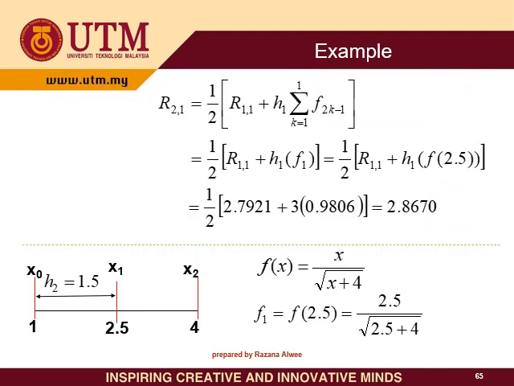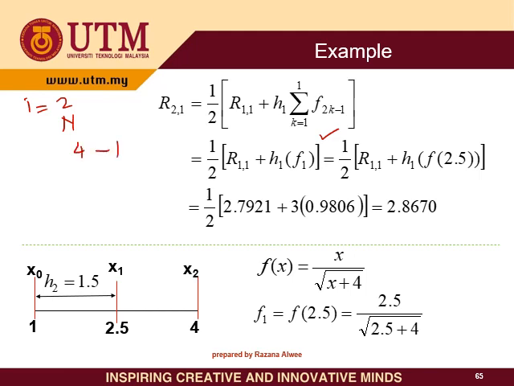Now for R22, I equals 2. Your n is also 2. So R21. To find R21, this is the formula. Now you need to find your h. How to find your h? Again, you can use the formula that has been shown to you before. When you find your h2, it's equal to 1.5 actually.